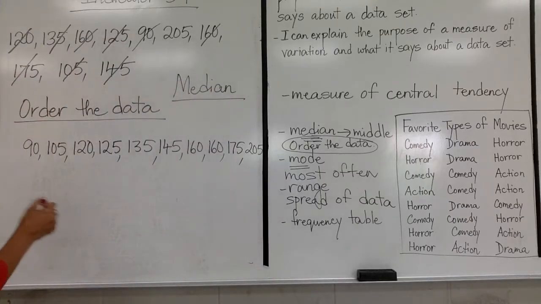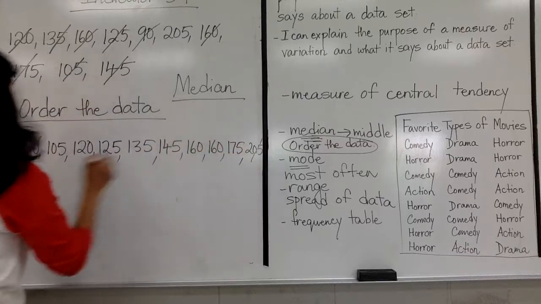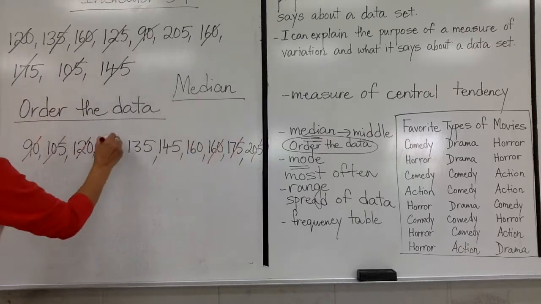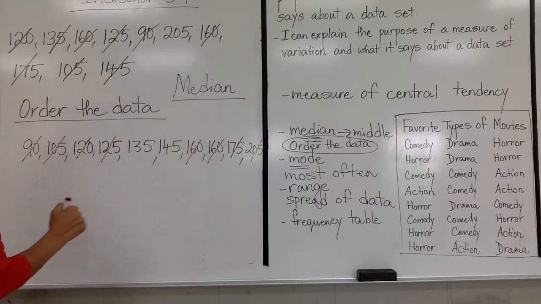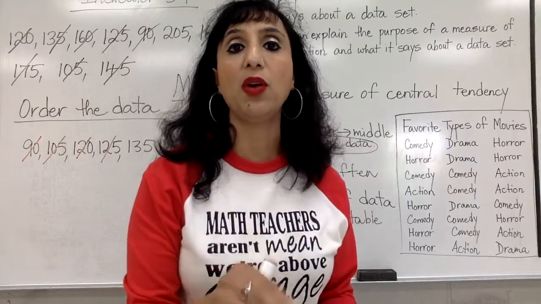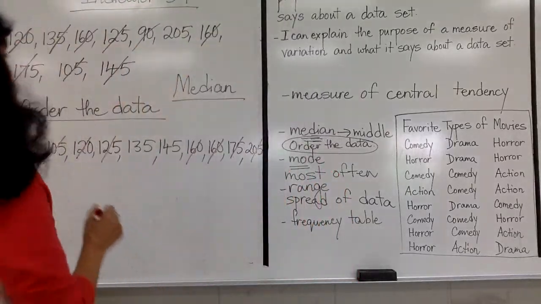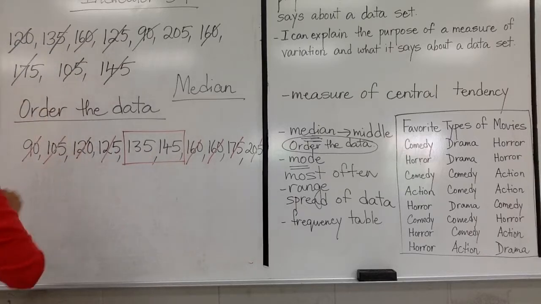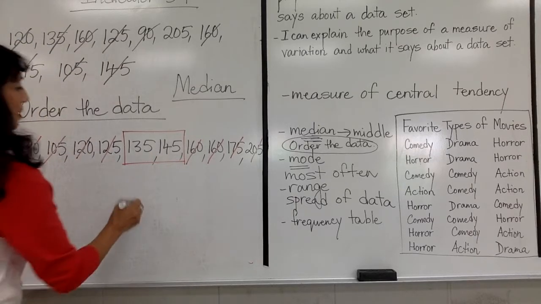So let's start here. First one, last one. Second, second last. Third, third last. So this is how you keep going. Now this one, because we had 10 numbers, we know it's an even set of numbers, so I know I'm going to have 2 numbers in the middle. Because I have 2 numbers in the middle, I am going to find the mean of the 2 numbers.